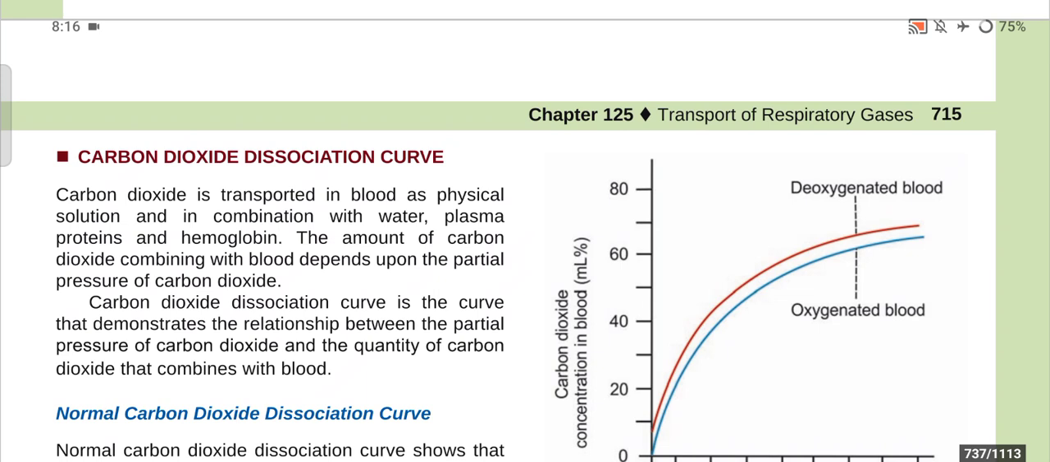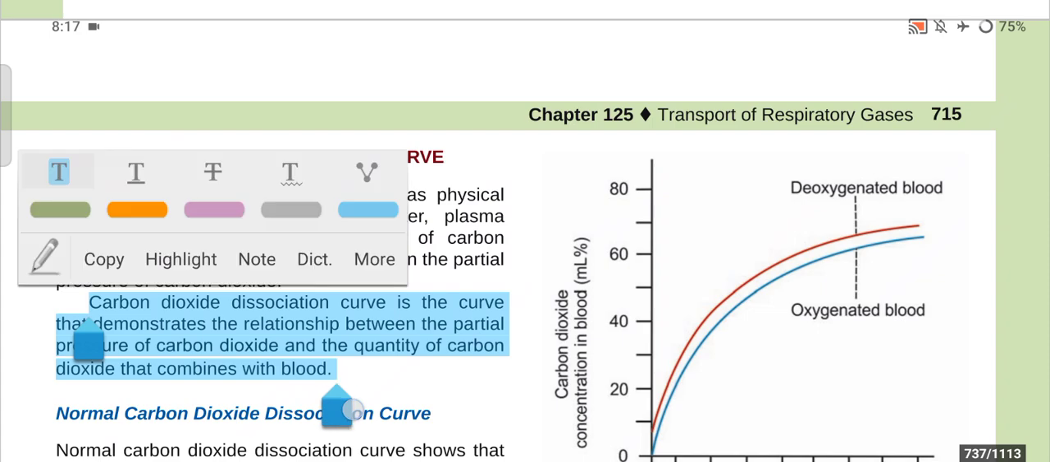Okay. Now, carbon dioxide dissociation curve. Carbon dioxide is transported in the blood as physical solution and in combination with water, plasma proteins and hemoglobin. The amount of carbon dioxide combining with the blood depends upon the partial pressure of carbon dioxide. The carbon dioxide dissociation curve is the curve that demonstrates the relationship between the partial pressure of carbon dioxide and the quantity of carbon dioxide that combines with the blood.